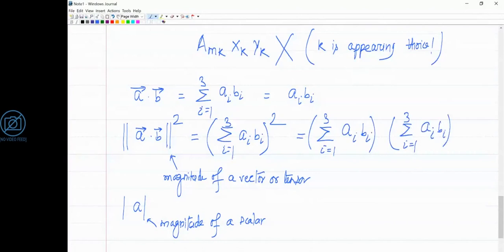So if you are writing like this, there is no ambiguity. We know what this means. But let us say now I drop this summation symbol because I want to use summation convention. I drop this summation symbol and say that this is equal to AIBI into AIBI. Okay. So here you see I is appearing 4 times.